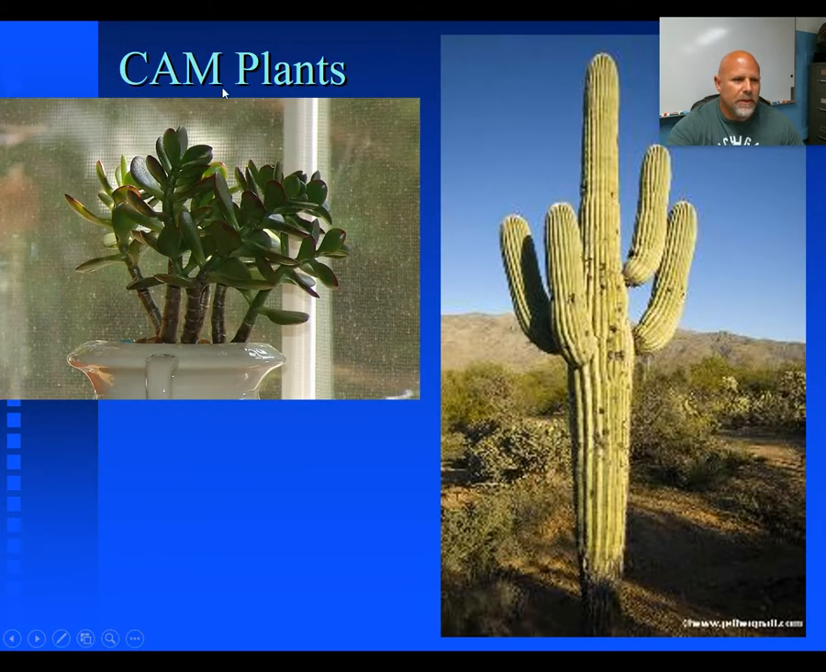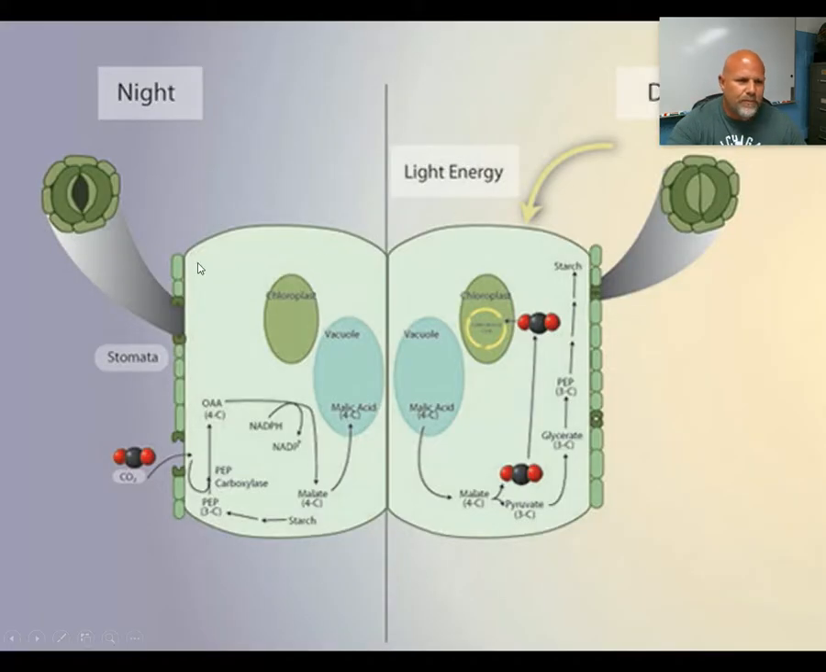Another way of dealing with carbon dioxide and oxygen and this whole photorespiration issue is to be a CAM plant. So what is a CAM plant? Well, a CAM plant is a plant that deals with really dry conditions by only opening its stomata at nighttime. So they open their stomata at night.